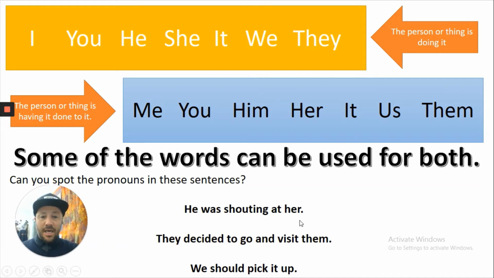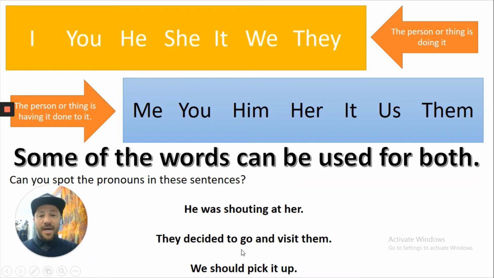So if we look here, he was shouting at her. Well, we can spot the pronouns there straight away. He was shouting at her. He was the one doing it. Her is the one that it was being done to. So she was the one being shouted at. They decided to go and visit them. So they is there. They decided to go and visit them.